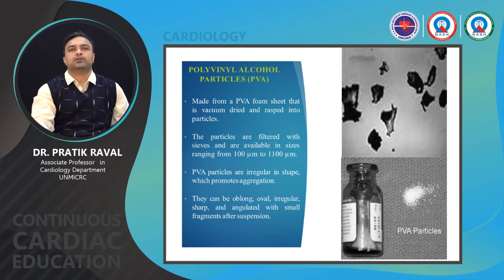Another type of particles are PVA particles. They are made from PVA foam sheets that are vacuum dried and rasped into particles. These particles are then filtered through various increasing sizes of sieves, and they are available from 100 micron to 1100 micron sizes. These particles are very irregular in shape, which promotes prompt aggregation. The various shapes are oblong, oval, irregular, and they are also angulated with small fragments once they are suspended in the contrast.